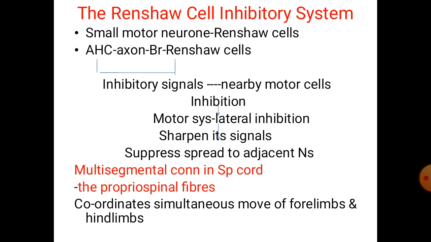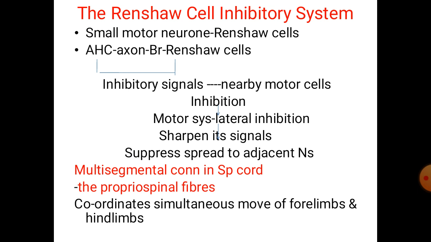Another type of cell present in the anterior gray column is the Renshaw cell, that is the inhibitory system. These are the small motor neurons which are present around the alpha motor neurons. Whenever the signals are coming from the alpha motor neuron, the axon of the anterior horn cell gives small branches, and these small branches of the axon will synapse with the Renshaw cell, and this Renshaw cell will send the inhibitory signals to the nearby motor cells.